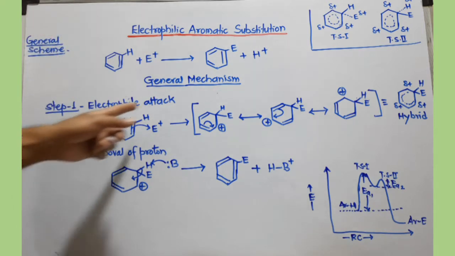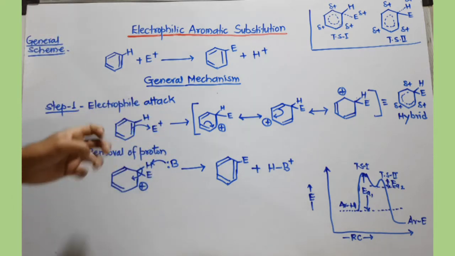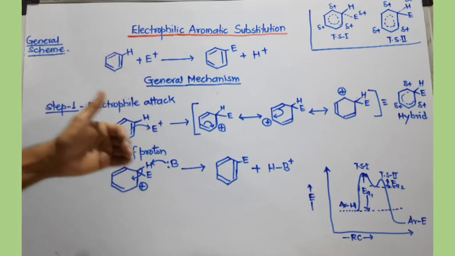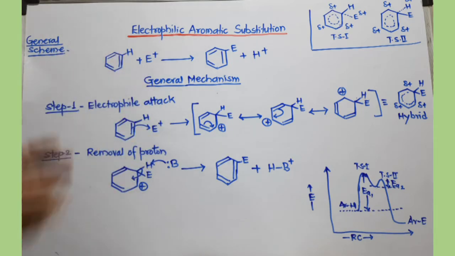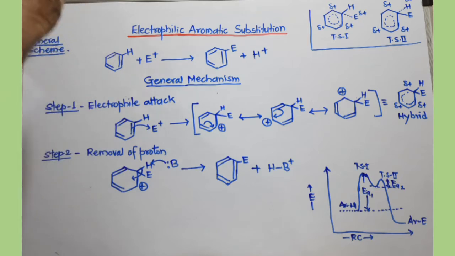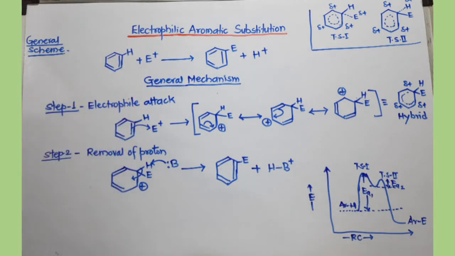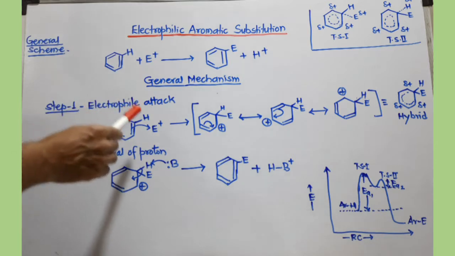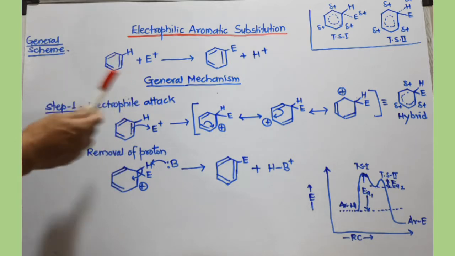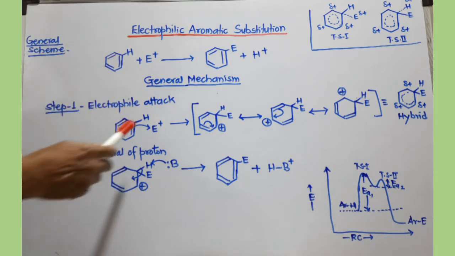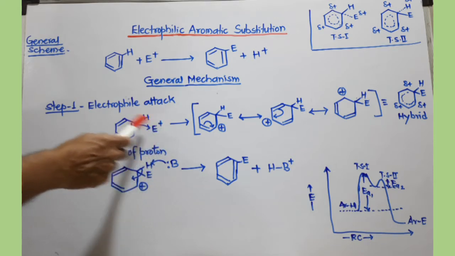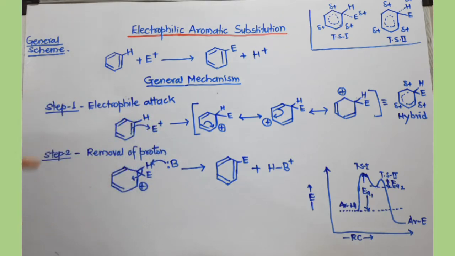The first step is electrophile attack. I have not considered here how that electrophile is generated; that varies from reaction to reaction. So we assume that the electrophile is generated. Now E plus is the electrophile. It attacks the benzene ring, or any aromatic ring, because there is a pi electron cloud circulating below and above the ring, and the electrophile is electron deficient, so it is attracted and it attacks.